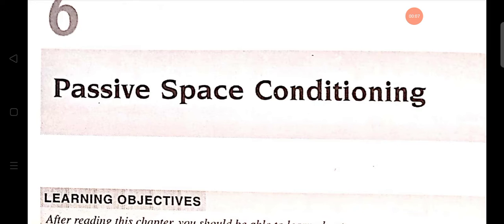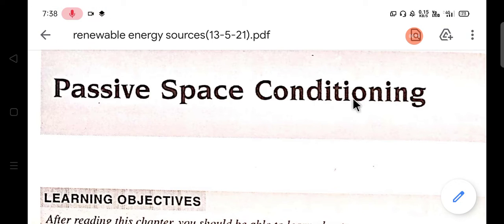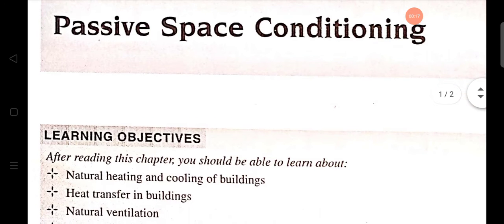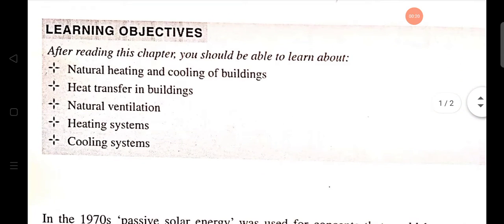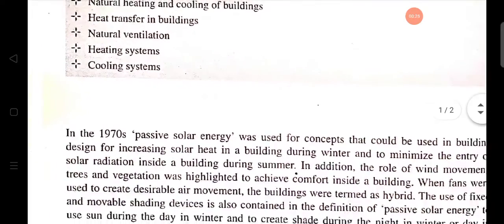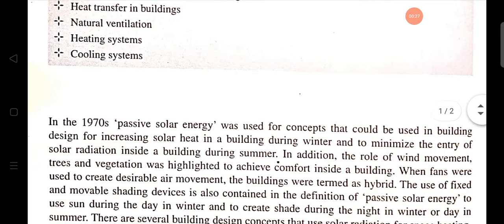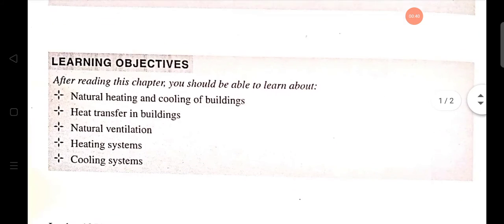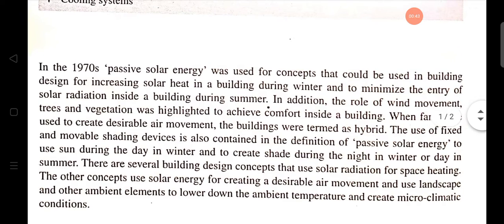Today we will study passive space conditioning. What is passive space conditioning? Conditioning means the situation where we use solar radiation to condition our room temperature or building temperature. This is called passive space conditioning.